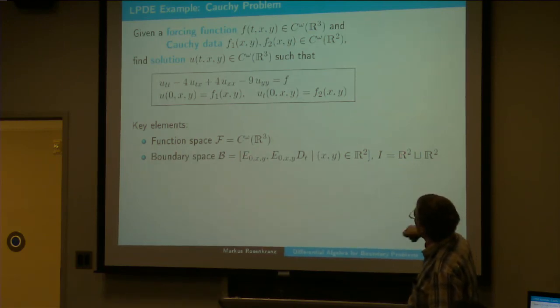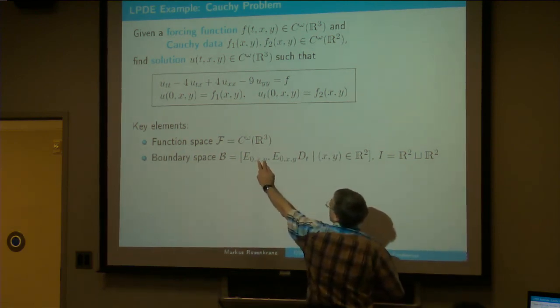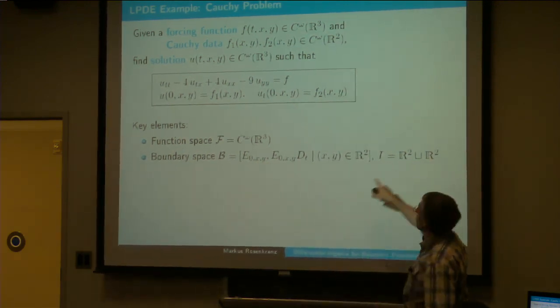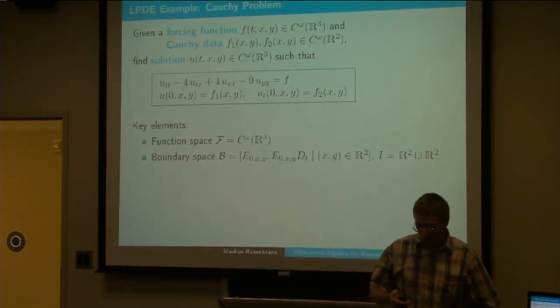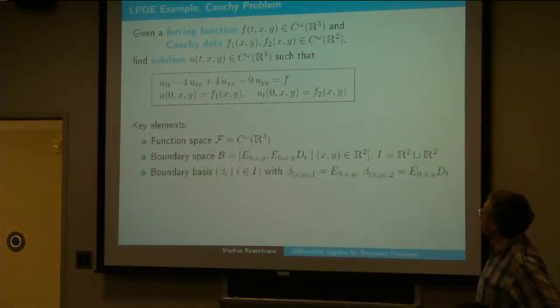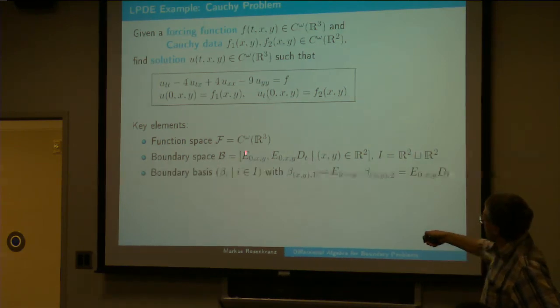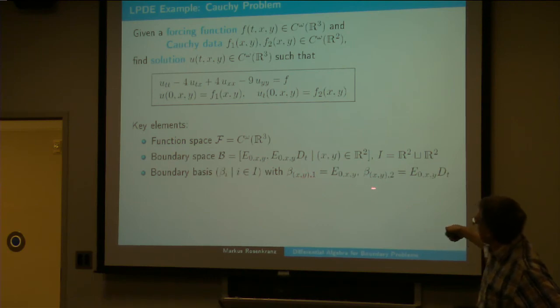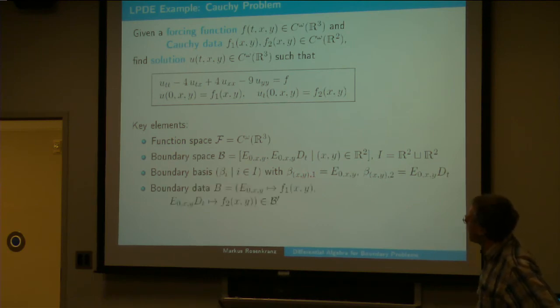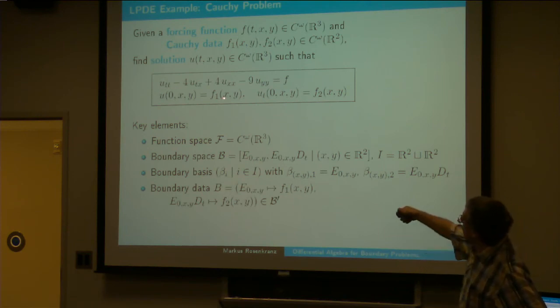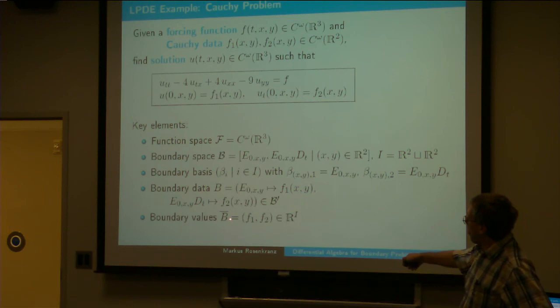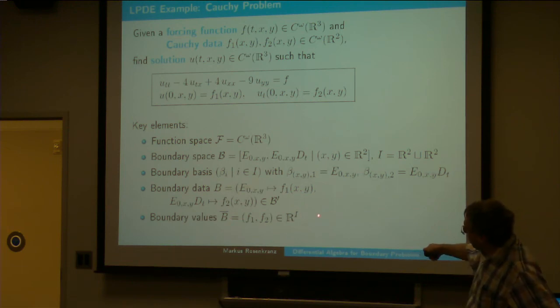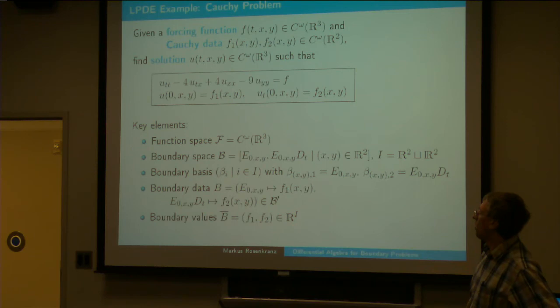So the index set is here, R2, so that's the points x and y here, and another copy of R2 for the other choice of x and y. Okay? And the boundary basis is then just these operators here. I have to index them with x, y, the first set of xy's and the second set of xy's. That's the boundary basis. And the boundary data, again, just associates to each element in the boundary basis the corresponding value here, f1 and f2. So the boundary values are f1 and f2 viewed as a map from I to R.